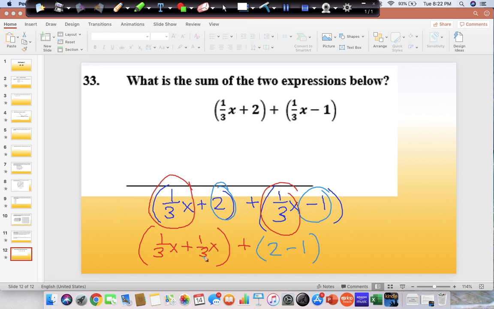Okay, so 1/3 x plus 1/3 x gives me 2/3 x. I guess I'll write it right below here. I know I'm squeezing things in. And then 2 minus 1 gives us 1. So 2/3 x plus 1 is our answer. 2/3 x plus 1.